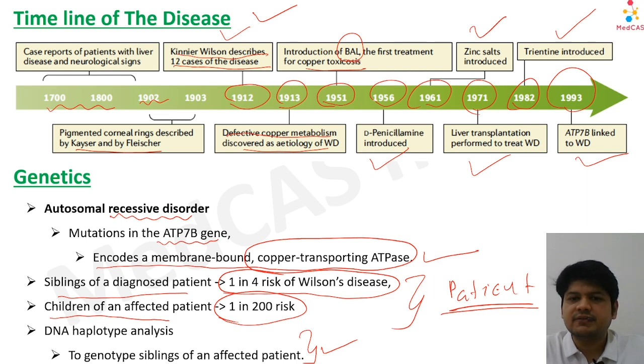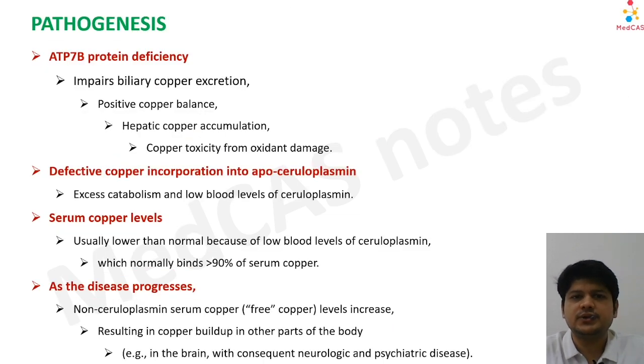So ATP7B mutation, autosomal recessive, 1 in 4 risk in a sibling, 1 in 200 risk in the children of the affected patient. That's the minimum memory I want you to have with this chapter, right? So this is the slide, and next we are going for the pathogenesis.